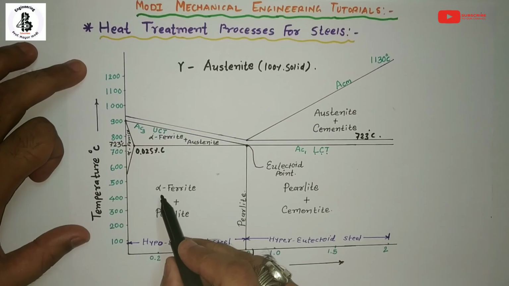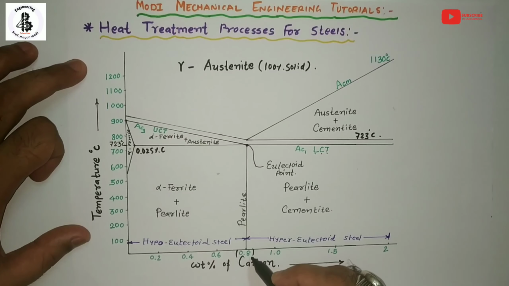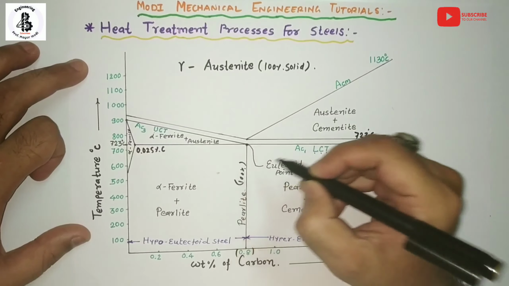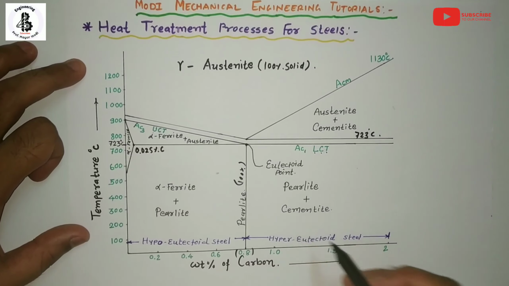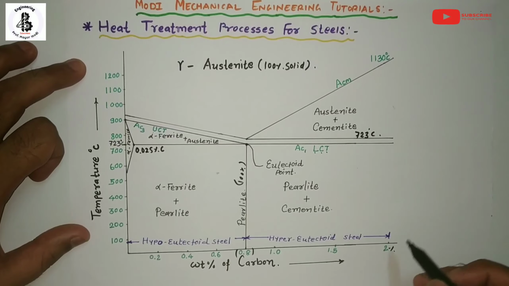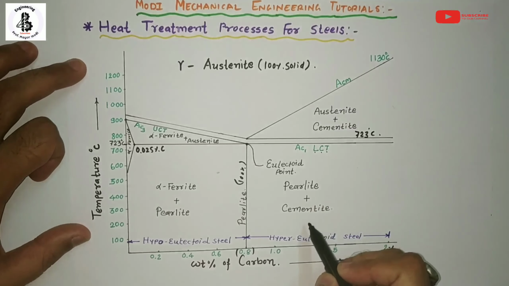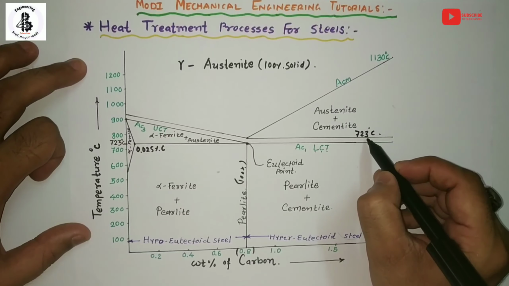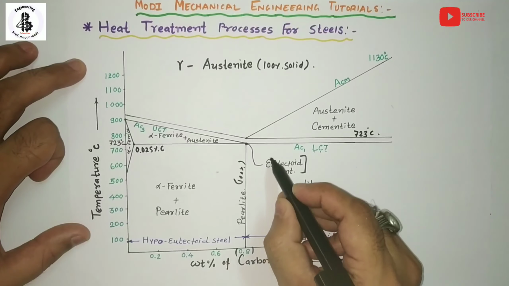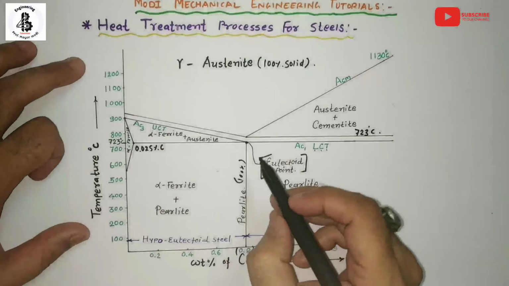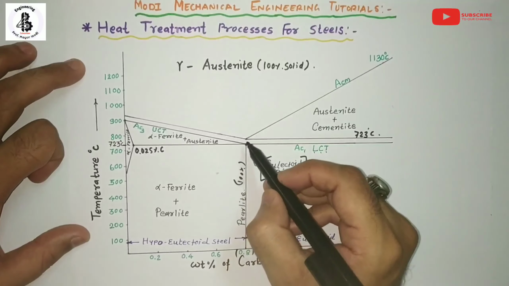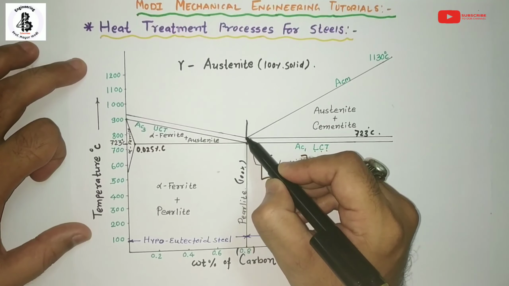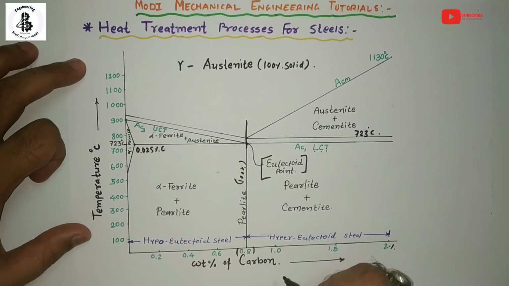That will be the formation of alpha ferrite plus pearlite before 0.8% of carbon. We know that at 0.8% it will be a 100% pearlitic structure, and after that, up to 2% of carbon, it will be the formation of pearlite plus cementite. So this point is 0.8% of carbon and 723 degrees centigrade, known as the eutectoid point. The transformation passes through this line, so that will be the eutectoid steel formation.